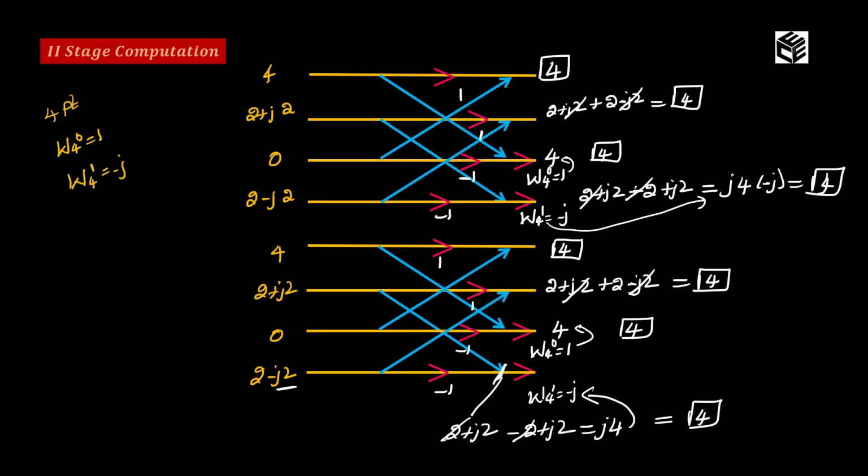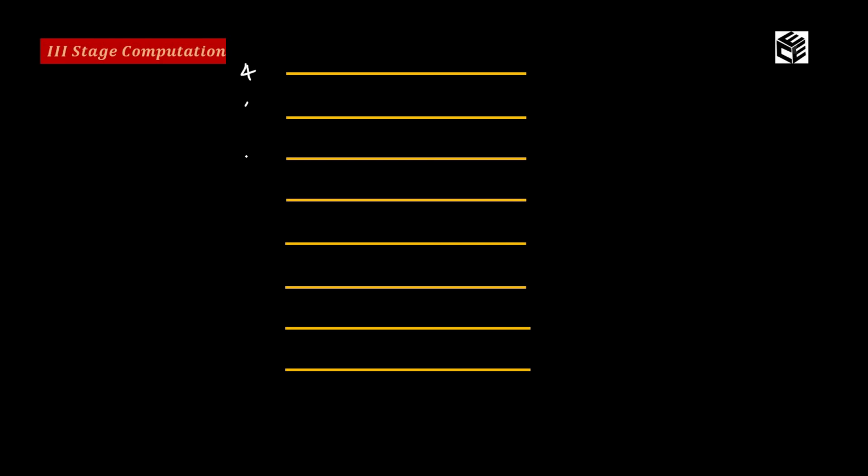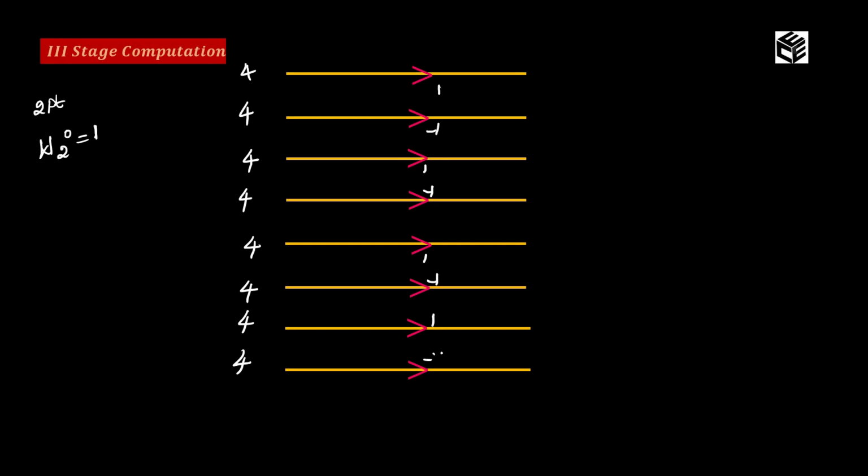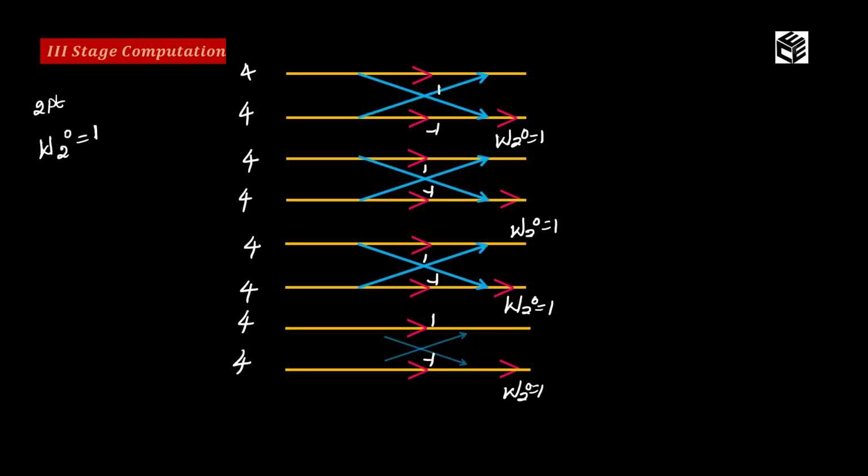Okay, now I am going to give the output of the second stage as an input to the third stage. So the third stage input is 4, 4, 4, 4, 4, 4, 4, 4. Okay, here I am going to use a 2-point computation, and the twiddle factor W2 power 0 is equal to 1. I am going to give the plus 1 and minus 1 lines, 1 minus 1, 1 minus 1, 1 minus 1, 1 minus 1. Wherever there is minus 1, I am going to give the twiddle factor W2 power 0 is equal to 1. Okay.